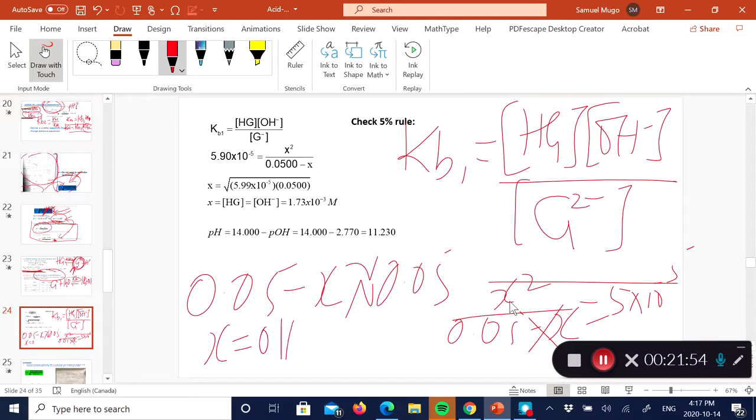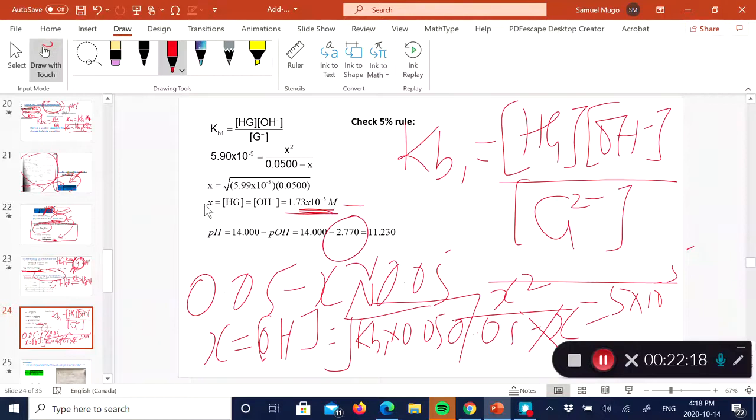equals the OH minus, and equals the root of the Kb1, which is that, multiplied by the 0.05, and you can solve for X. And when you do that, you're going to see X equals that, and the negative log of that gives you the pOH, which is that, and the pH equals 14 minus the pOH, and so you get 11.230. So again, take note of that.